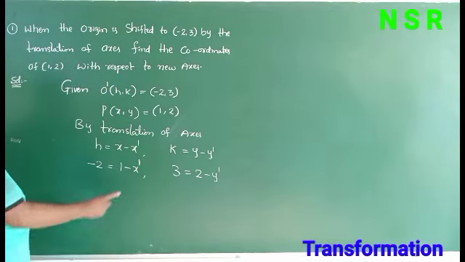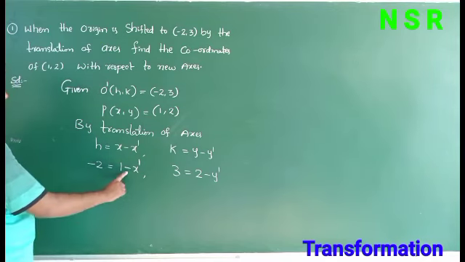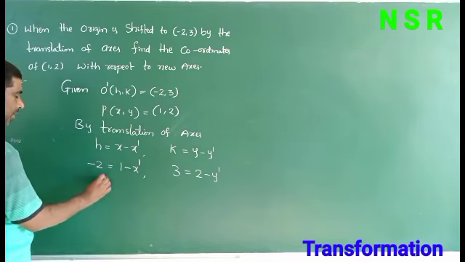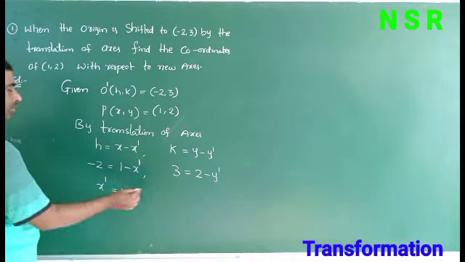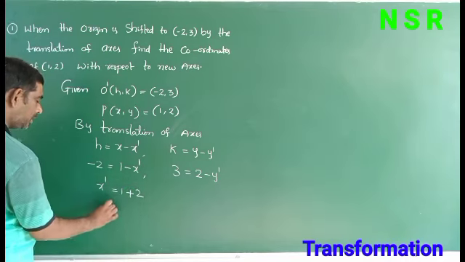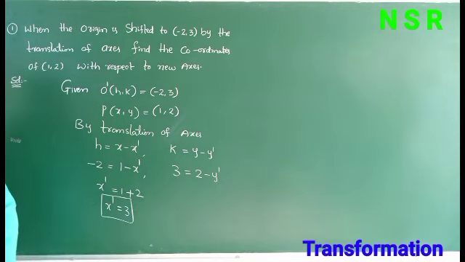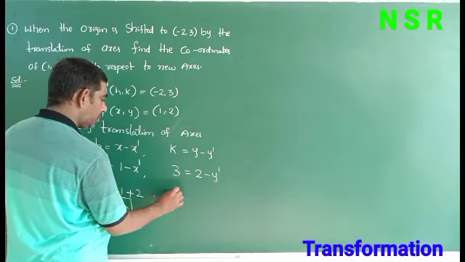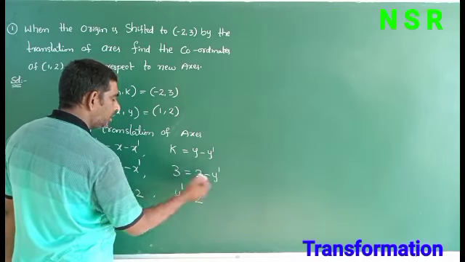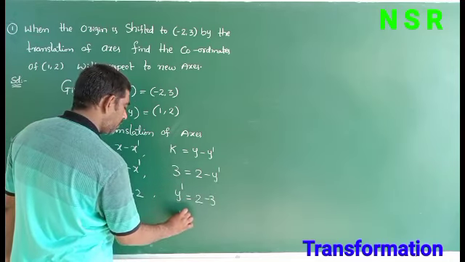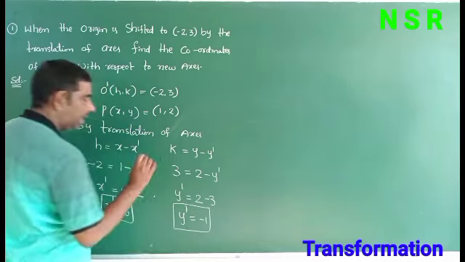Now here we have to find x dash and y dash. Here minus x dash is there, so minus x dash, move this side, it becomes plus x dash equal to 1 already there. So minus 2, move this side, it becomes plus 2. Now x dash is equal to 1 plus 2, 3. So this is the x dash value. Now here also move y dash this side: y dash is equal to 2, 3 moves this side and becomes minus 3. Now y dash equals 2 minus 3, minus 1. So this is the y dash value.